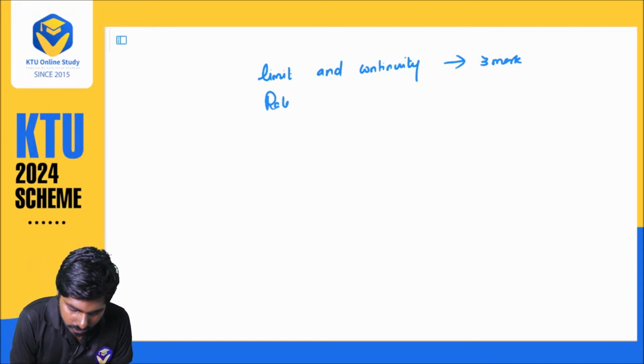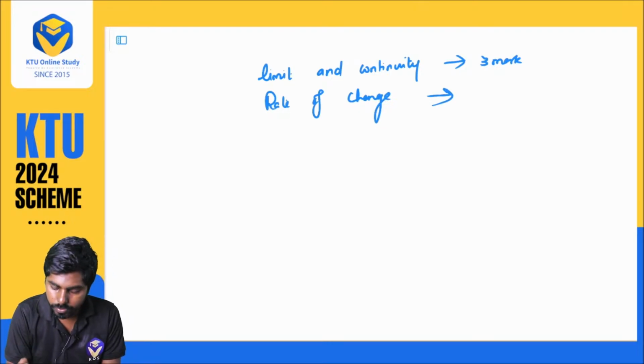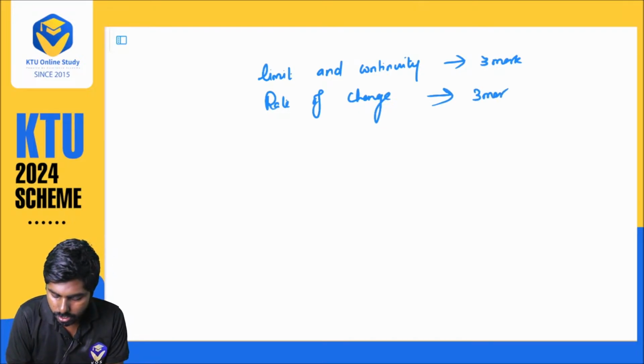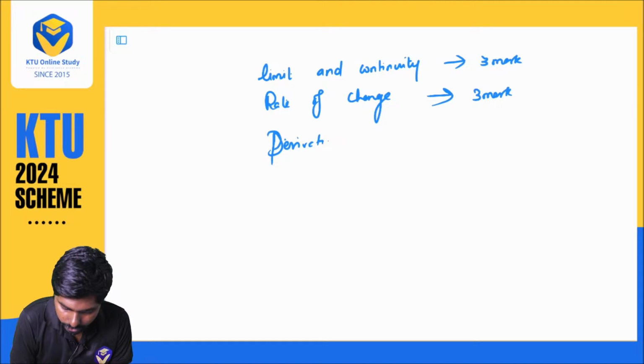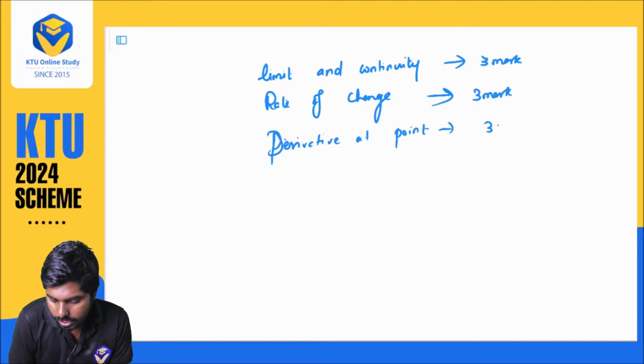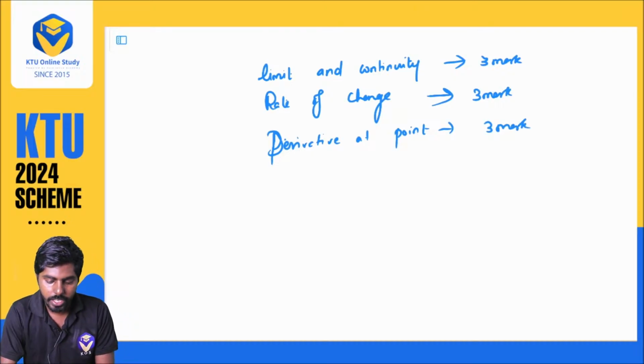And rate of change. Rate of change means nothing but the ordinary differential equation. This also carries 3 marks. And differential equation, which they call the derivative at a point. So these are the 3 mark areas we can expect.